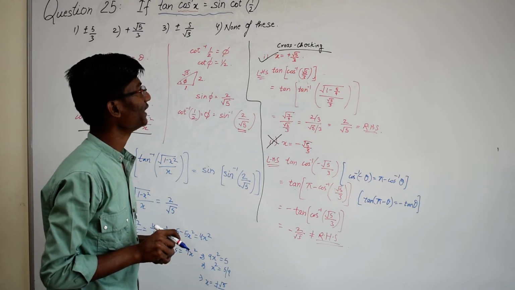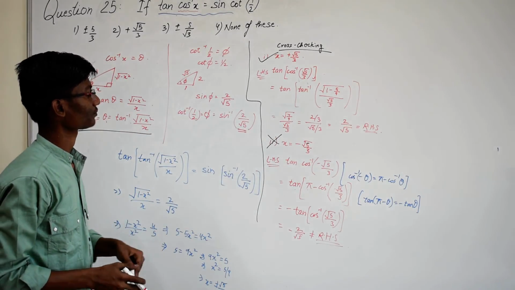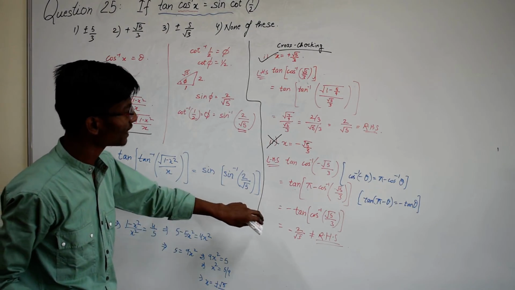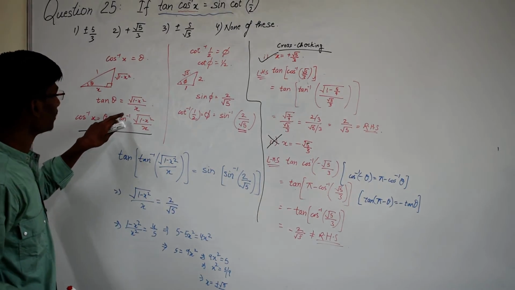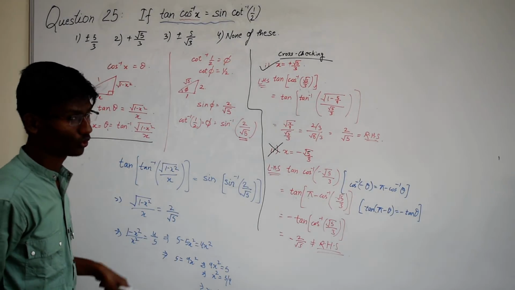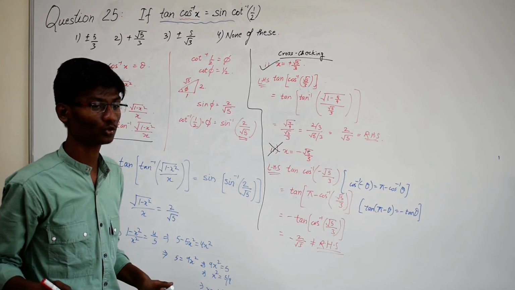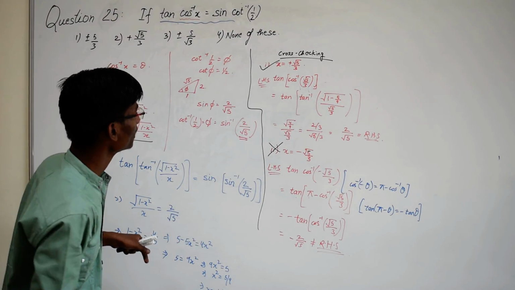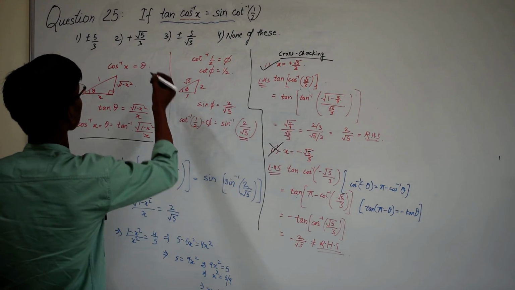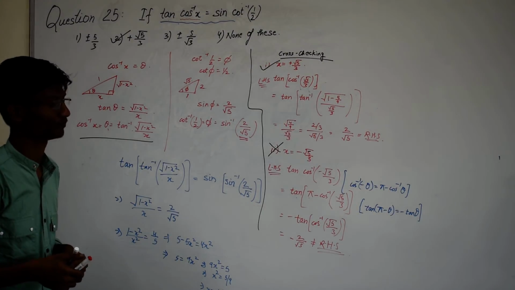I would highly recommend that you always cross check the evaluated values once, so that you do not take any extra values. This happens because when you take the square root of a quadratic, extra roots are sometimes generated. So that's why the answer for this question is the second option, that is plus root 5 upon 3 only.